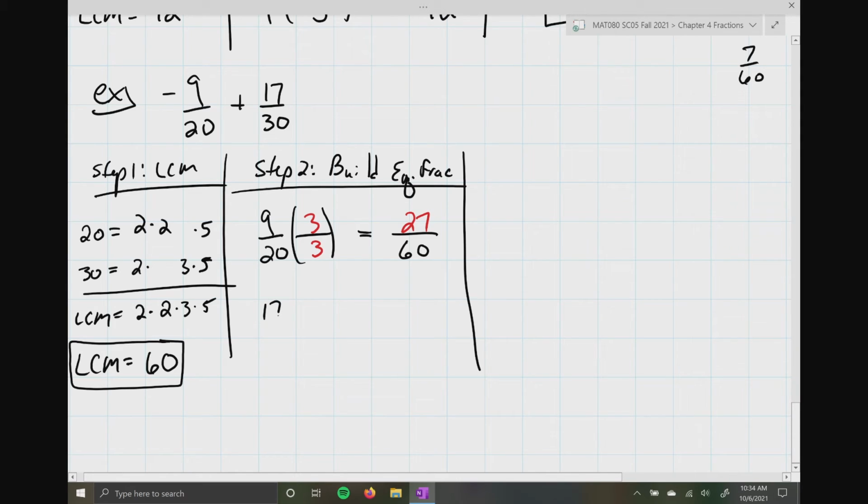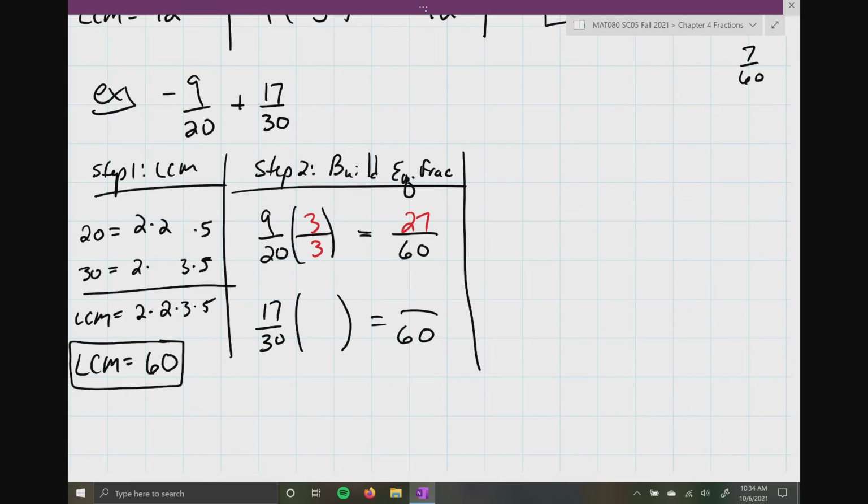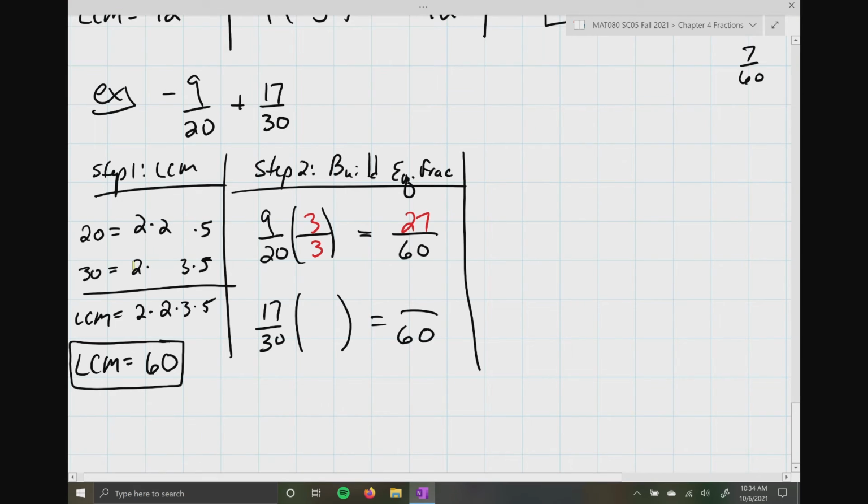Now 17/30. Well, if I highlight this again, there we go. There's 30. The only number that I don't have highlighted in my LCM is 2. So this would be 2/2, which turns out to be 34/60.